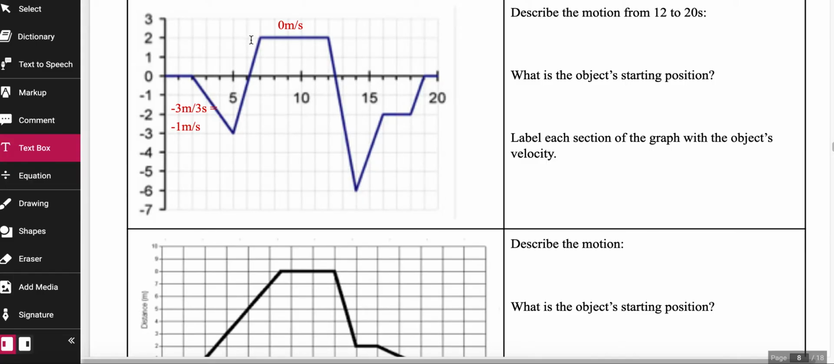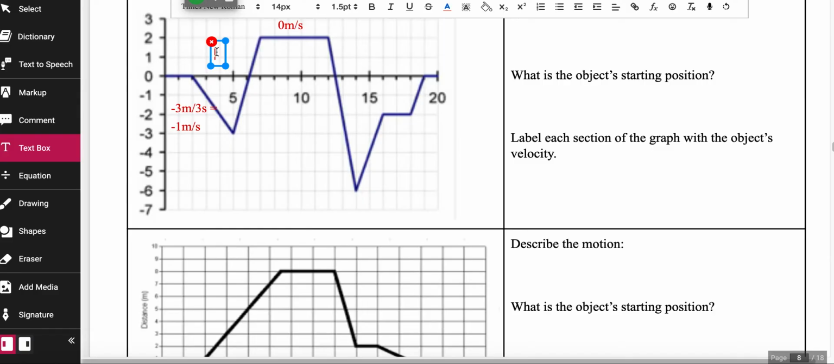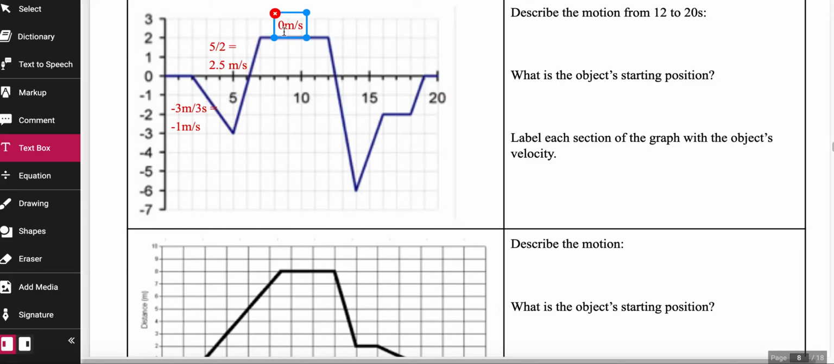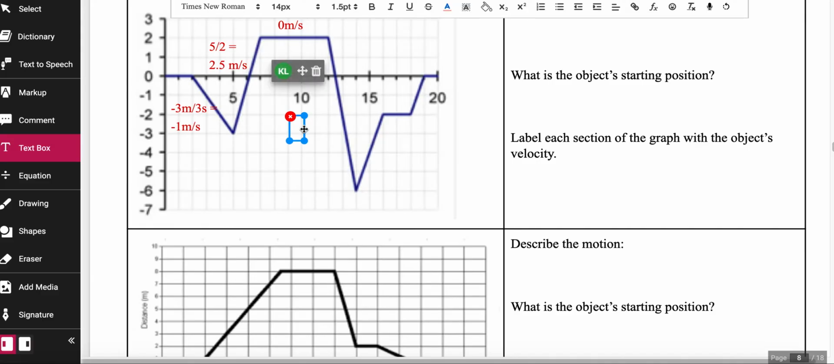For this segment from 5 seconds to 7 seconds, we have a rise of +5. Okay, so if we count these boxes, +5, and then we have a run of +2. So 5 divided by 2, we end up getting 2.5 meters per second. Then, of course, we have 0 meters per second, and then we have this segment from 12 seconds to 14 seconds. From 12 seconds to 14 seconds, we have a rise of -8 meters, and that is 2 seconds long. So we have -4 meters per second during that segment.